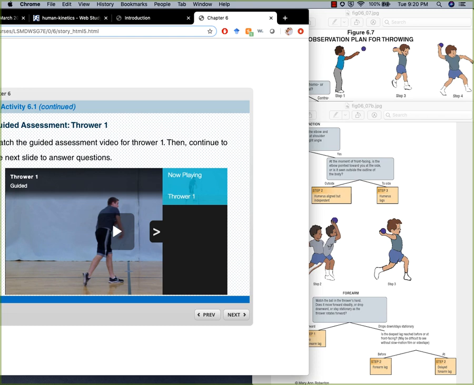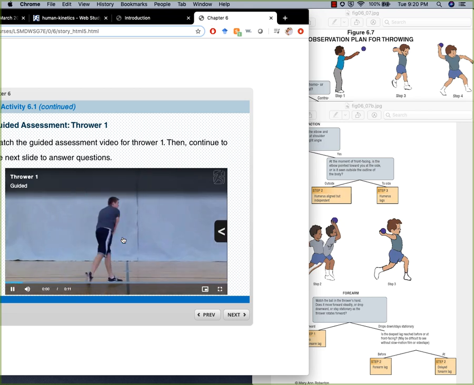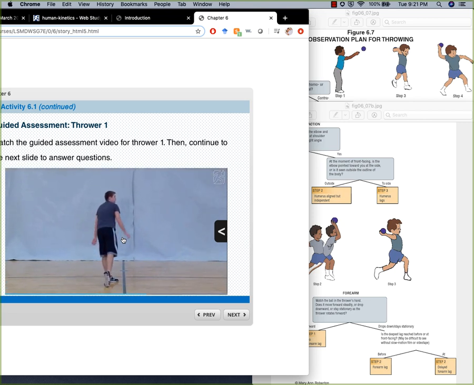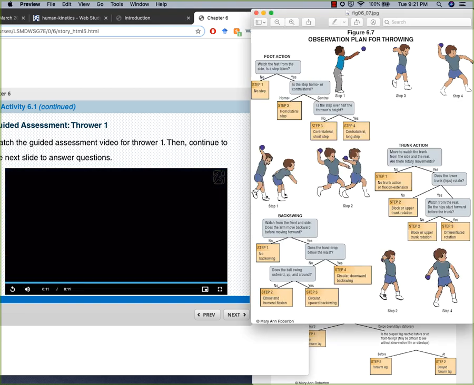So let's watch the video and let's start with the foot action. The thrower takes a pretty large step with the foot opposite or contralateral to the throwing arm. When we look at the observation plan, that means that the thrower is in step 4 of the foot action because he takes a long contralateral step. Next, let's watch the video and pay attention to the trunk action.